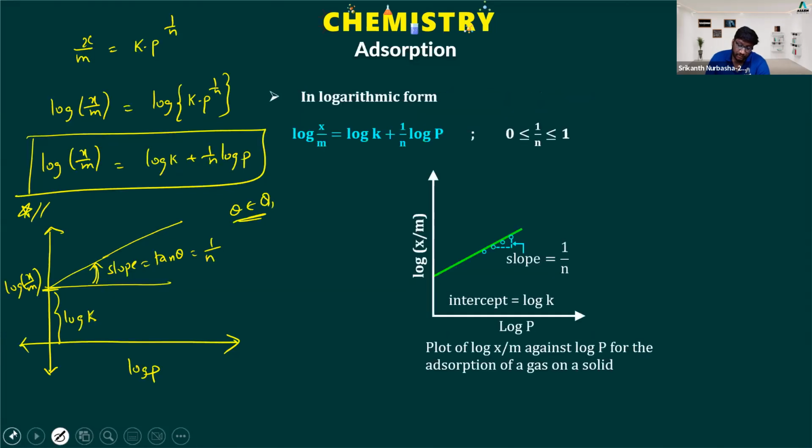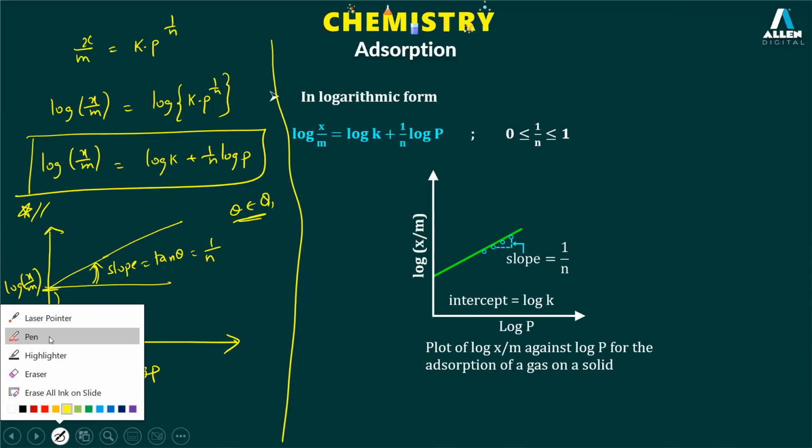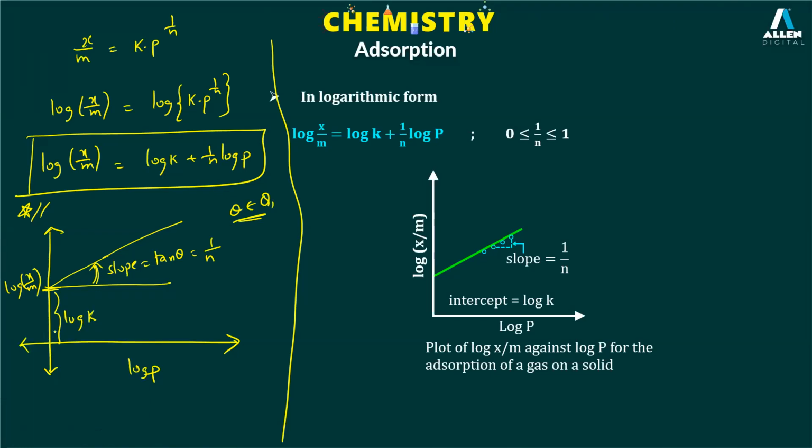The same you can study. In the logarithmic form, you can try to write the equation and try to understand what the intercept was, as well as what the slope was. Yes, please. What does this 1 by n tell us? What does it mean?